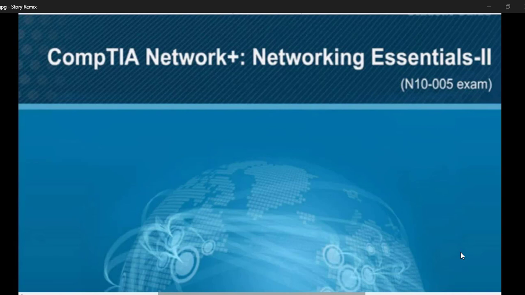Today's topic is network essential books. In this part we will talk about identifying the standard organizations and identifying the wiring standard for an Ethernet network and wireless networking. That's all. Let's start with networking standards.